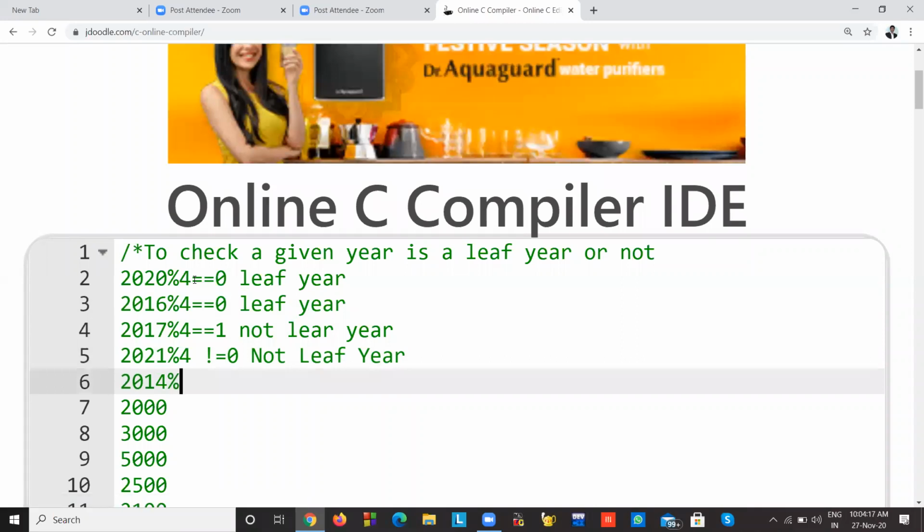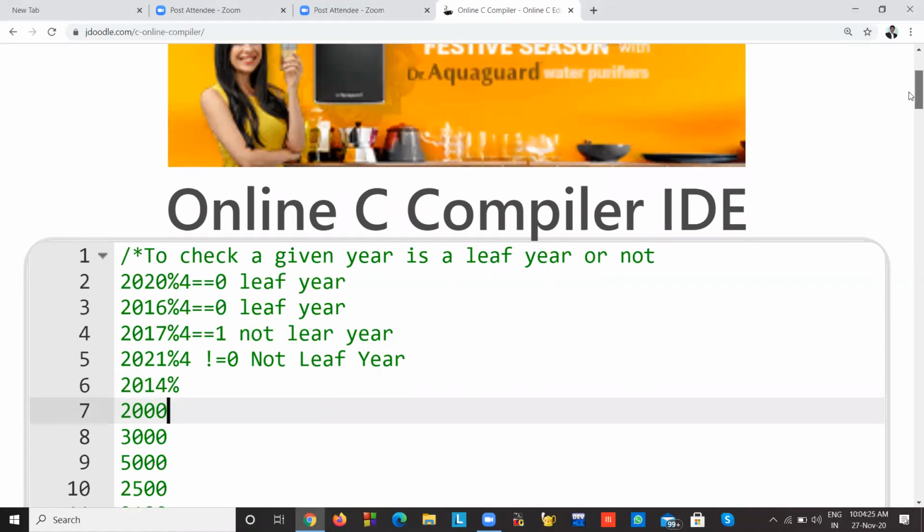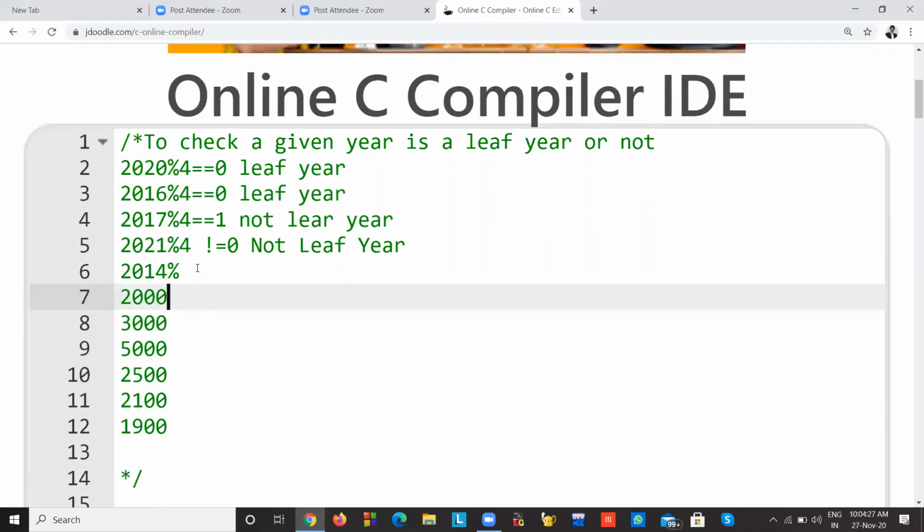Now 2014 is also a non-century year. Now divide 2014 by 4. The remainder is not equal to 0.